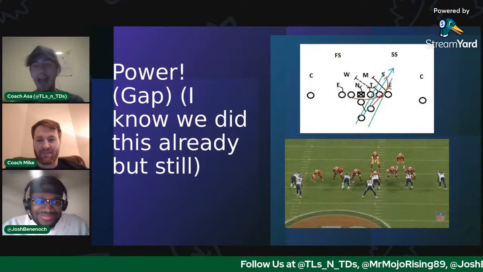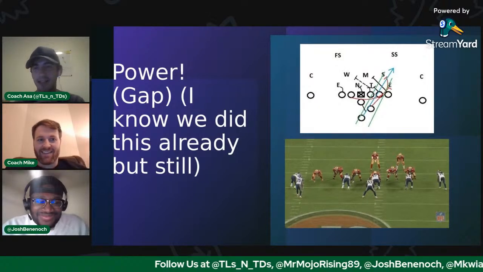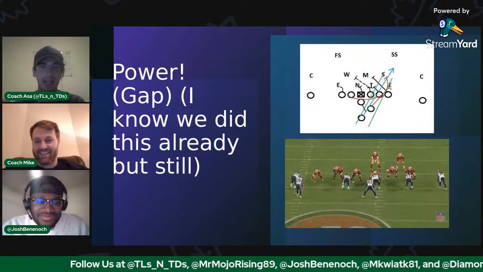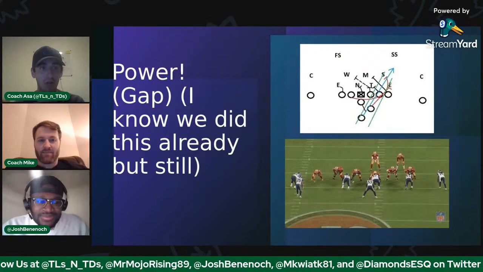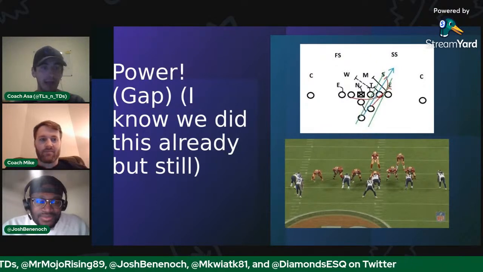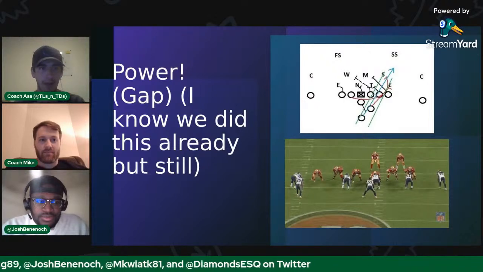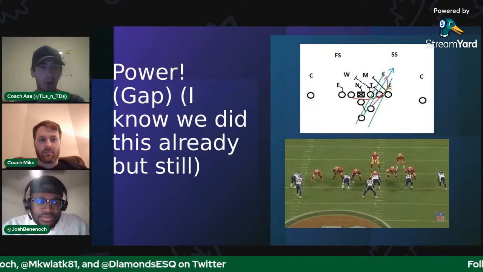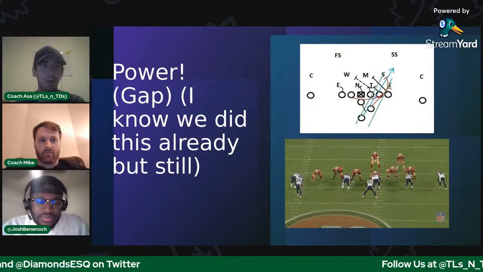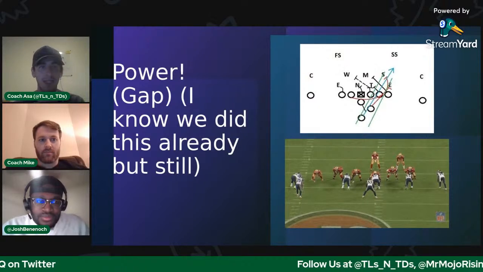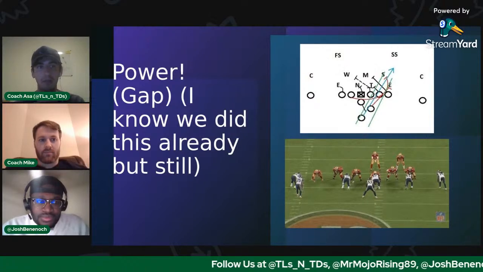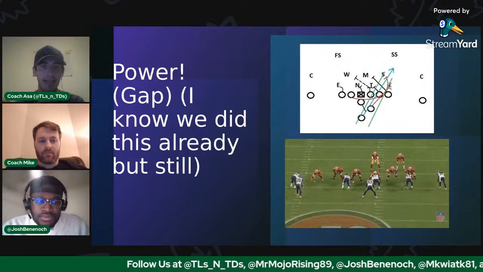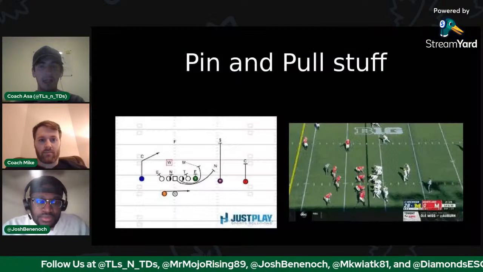Anyways, the point is that with outside zone, with power, with inside zone, you'll see running backs press the middle of the line, and then everybody's collapsed, and suddenly there's a ton of room on the outside. So the point is that we've broken these down by play types, but anything can be inside or outside depending on how the defense plays it.